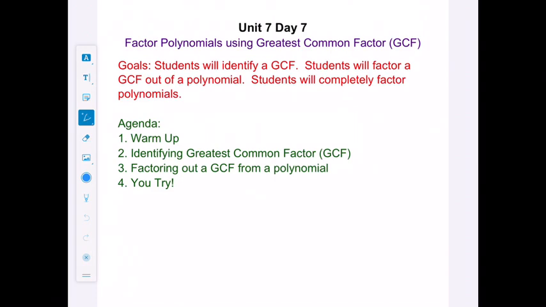So here's our overview for today. Your goal for today is to identify a greatest common factor and then to factor a greatest common factor out of a polynomial. Our agenda: we're going to start with a warm-up like always. We're going to identify and define greatest common factors, which is a little bit of review, and then we're going to factor out the GCF and try some problems.